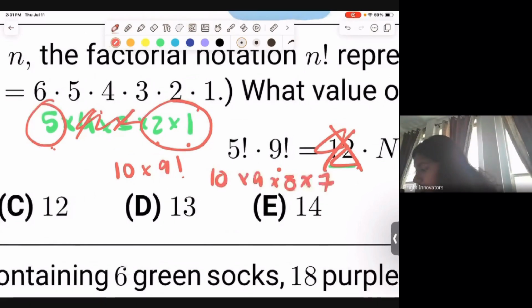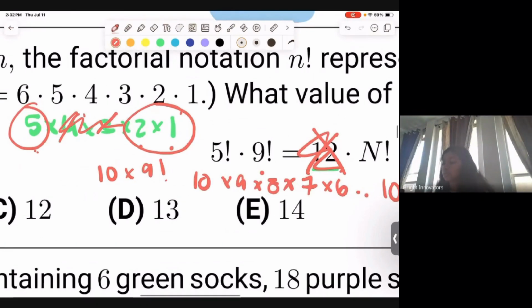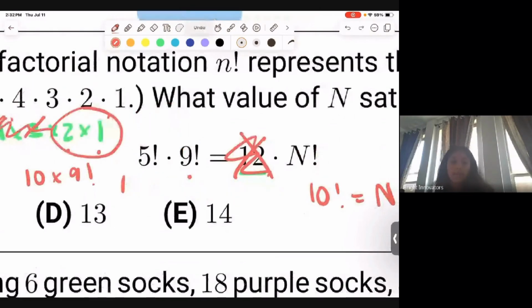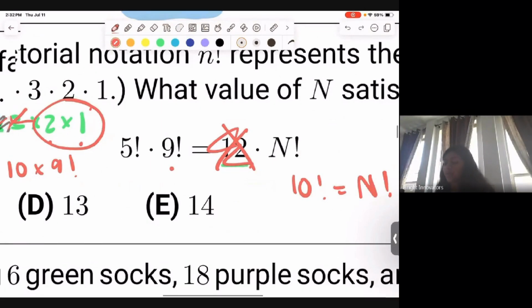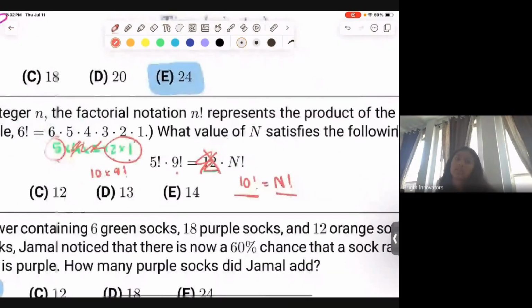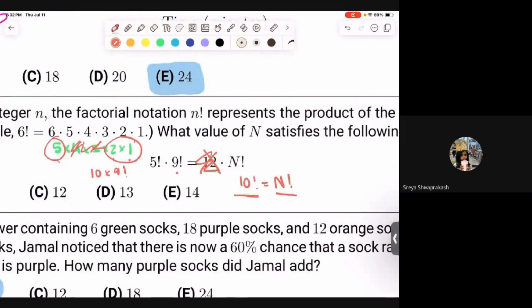My handwriting's super messy with this, but it goes all the way to a 1. So then if you have that, that's the same as 10 factorial, right? Looks the same. Yeah. So then it would just be 10 factorial equals n factorial, so n is equal to 10. Okay. Does that make more sense? Mm-hmm.